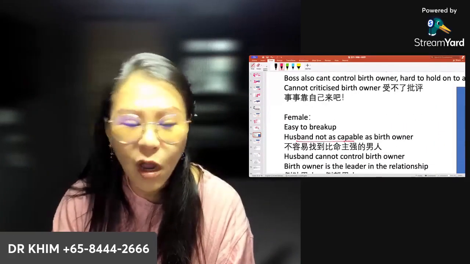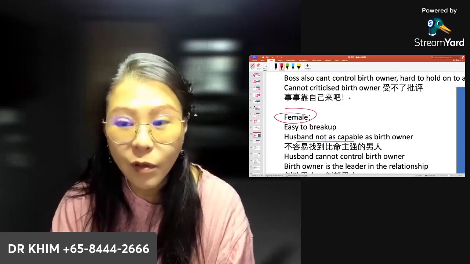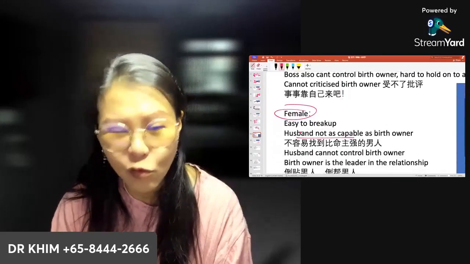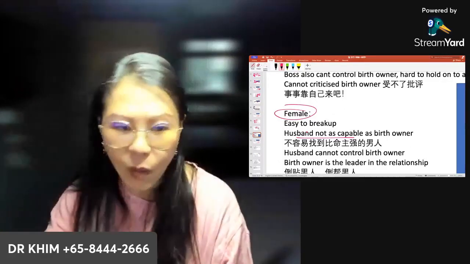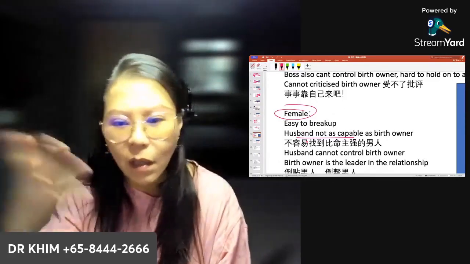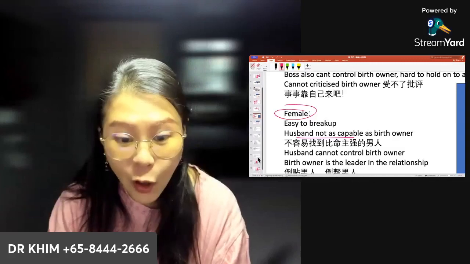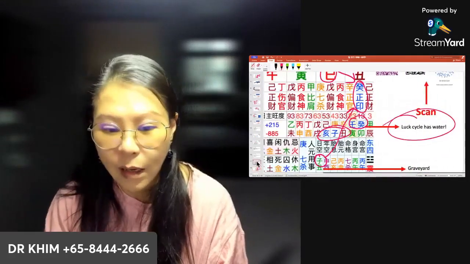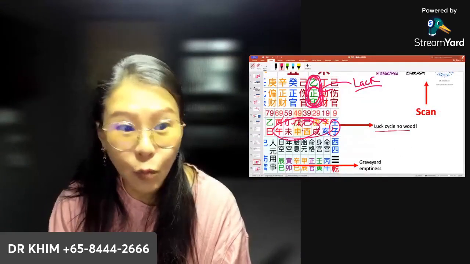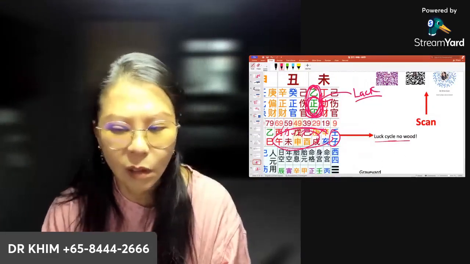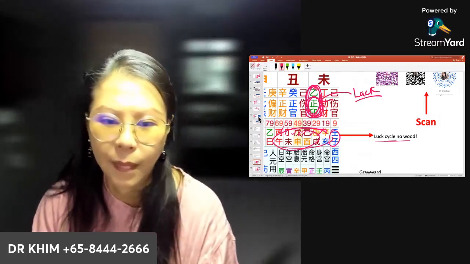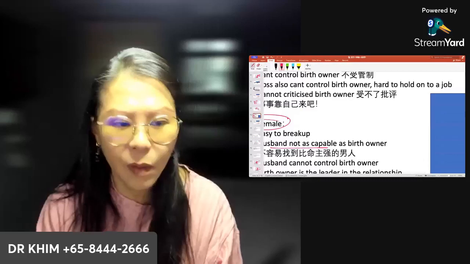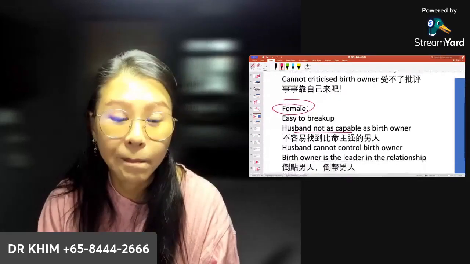Then the husband is usually not as capable for a female, because of a lack of 正官七煞. Usually, but if the luck cycle helps, that is a different story. I'm just talking about a pure missing one. Even the luck cycle has none, and the merchant also fails. Even if the luck cycle has it but is not strong or is disturbed, this problem will also appear.